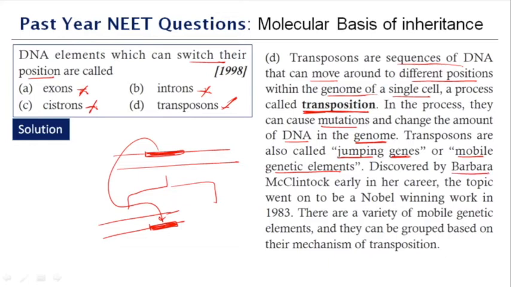It was discovered by Barbara McClintock. Again, you should remember the name of the scientist. Early in her career, the topic went on to be Nobel-winning work in 1983. There are a variety of mobile genetic elements and they can be grouped based on their mechanism of transposition. But here it is important: DNA elements which can switch their position are called transposons. So the right option is D.